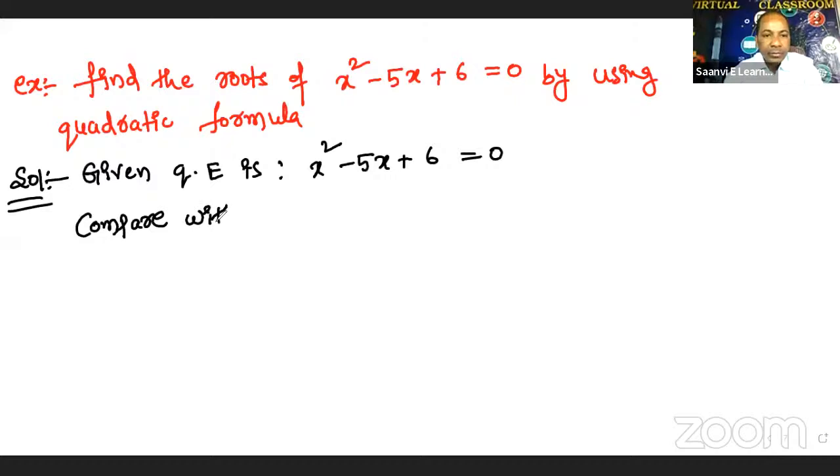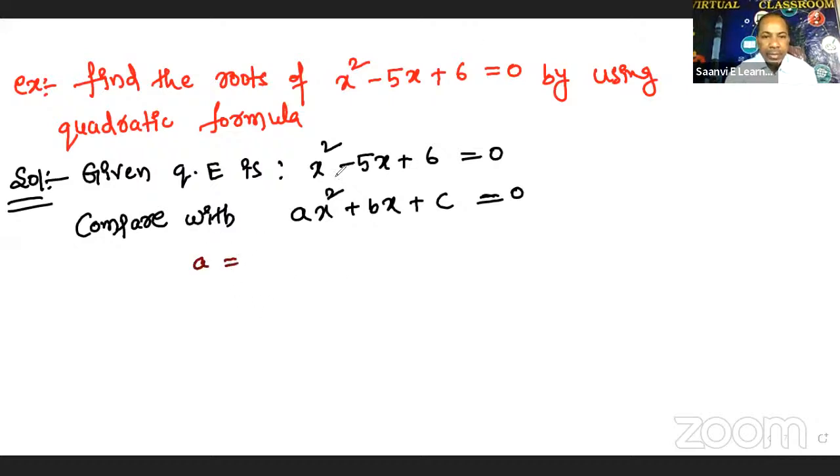Compare with ax square plus bx plus c is equal to 0. The standard form of the quadratic equation is ax square plus bx plus c is equal to 0. So the given quadratic equation, you compare with ax square plus bx plus c is equal to 0. Now decide a.